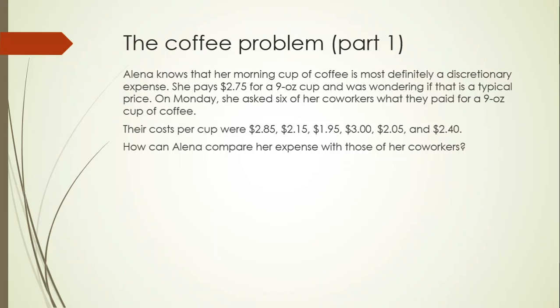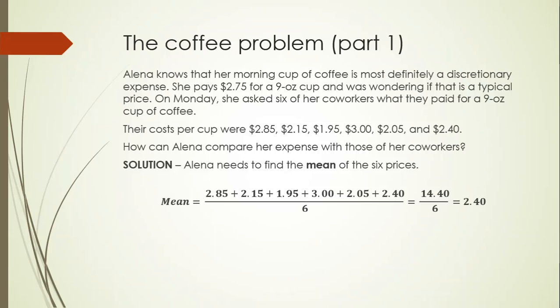So how can Alina compare her expense with those of her coworkers? Well, to do that, she's going to want to find the mean of the 6 prices. She's going to want to find the simple average. So to do that, we just add up all the values and then divide by 6. If you add up those 6 prices, you get $14.40, and then divide by 6, you get $2.40.